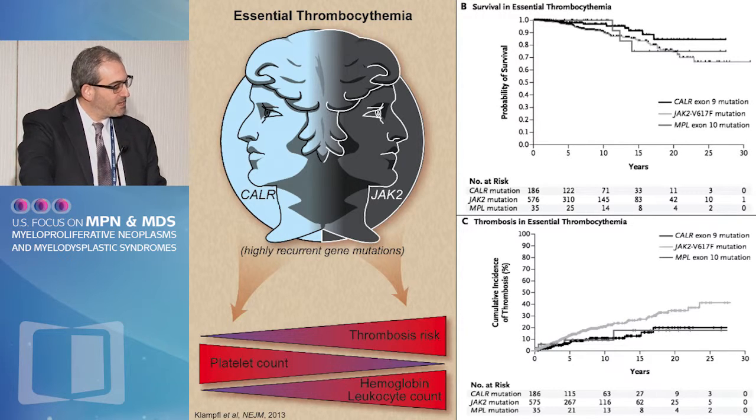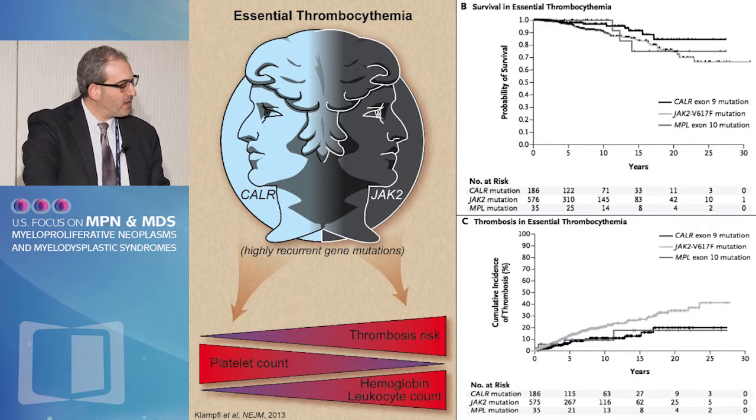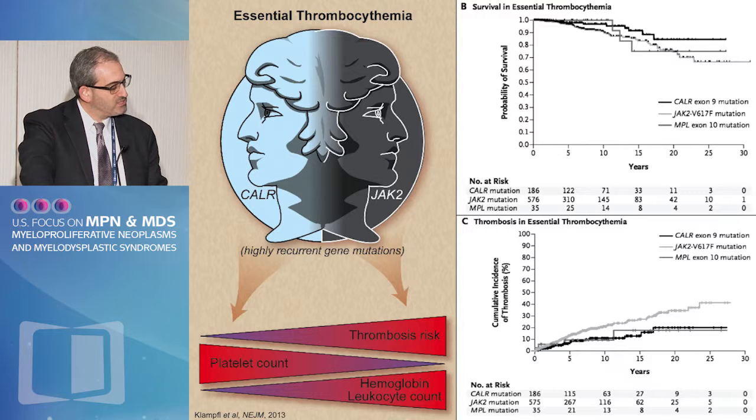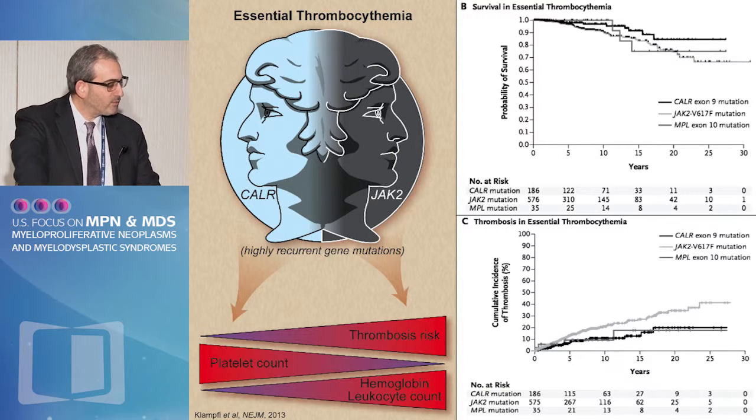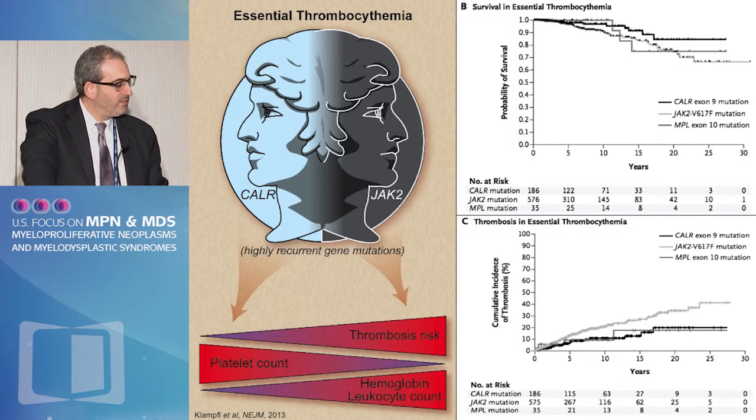Most notably, in patients with JAK2 who have ET, you tend to have a higher thrombotic risk. And in patients who have CALR mutated ET, the platelet count tends to be higher. And thirdly, in patients who have JAK2 mutated ET, you tend to have an elevated hemoglobin and leukocyte count compared to CALR mutated ET. In the upper right-hand panel, you can see that, at least in this publication, survival was longer in patients with CALR mutated ET versus JAK2 mutated ET, and the p-value was 0.04.